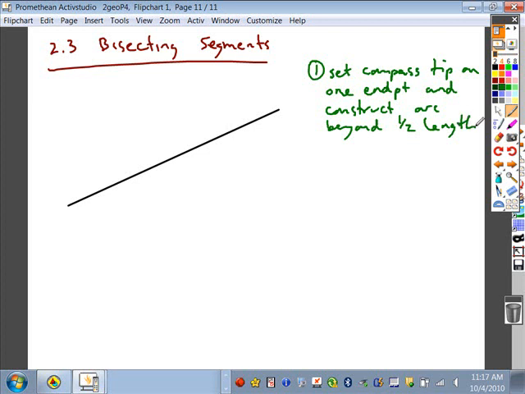All right, what you need to do to start with is set your compass tip on one of the endpoints of your segment, and extend your compass setting or radius measure so that it's exaggeratedly beyond half the length. So if I set it right here, is this beyond half the length? Probably, but you can barely tell. It's not a guarantee, so you want to exaggerate that. Make sure that it extends beyond half the length.